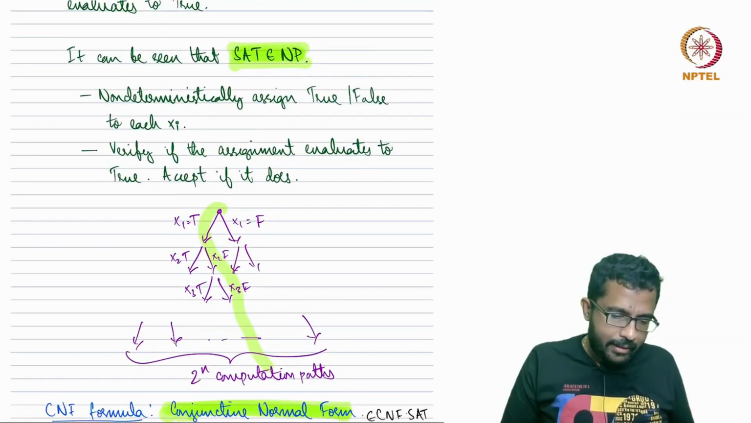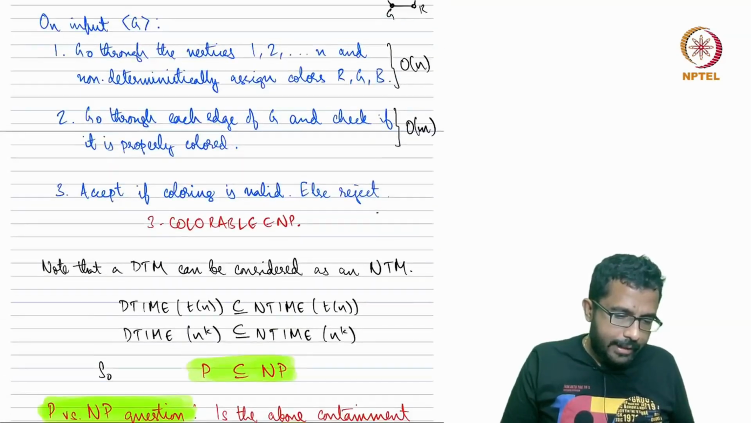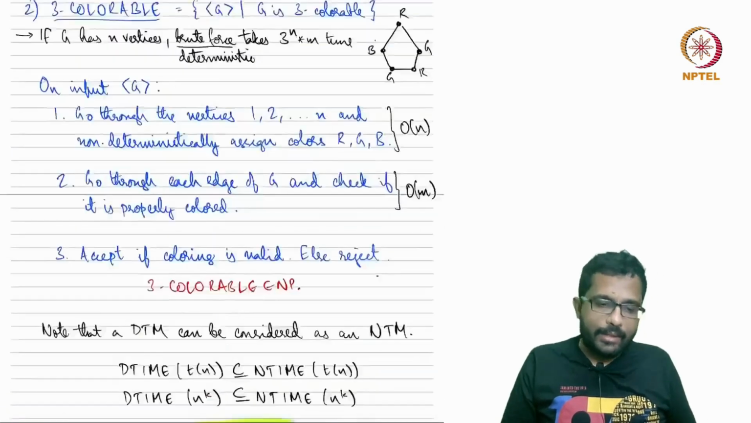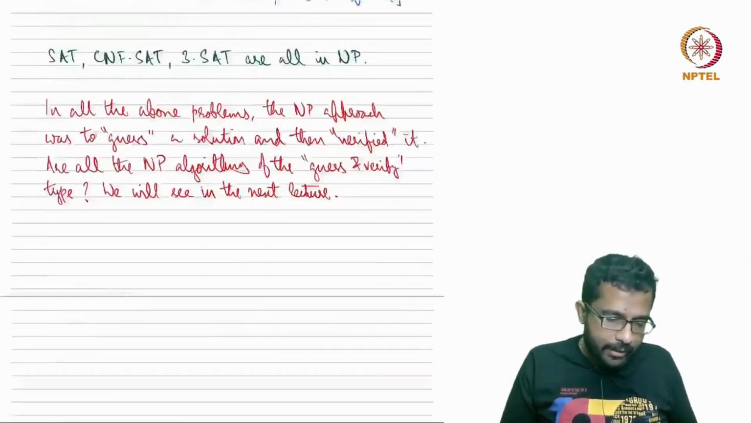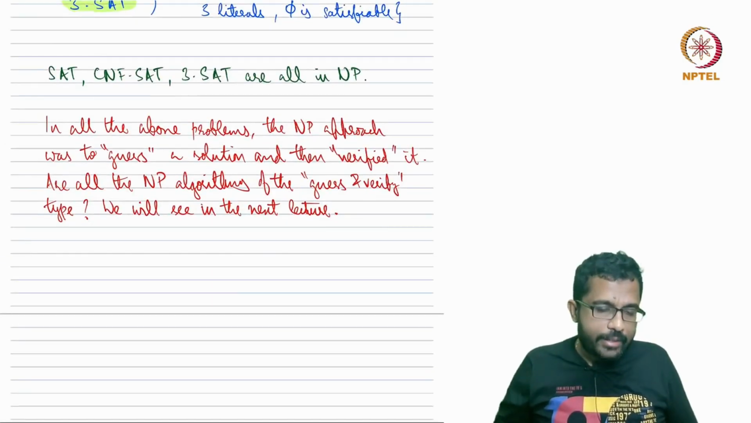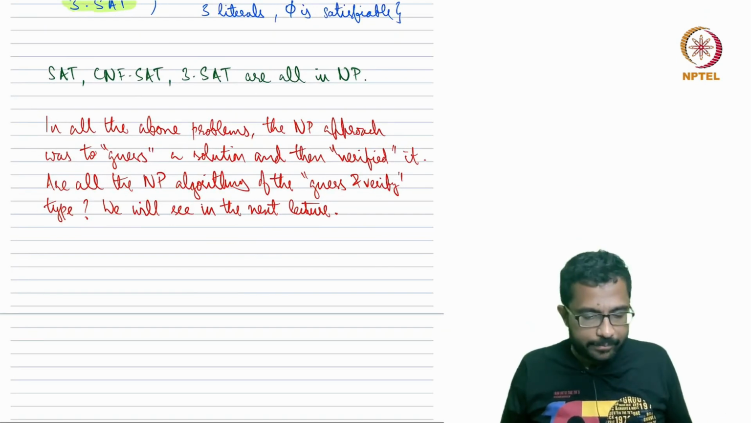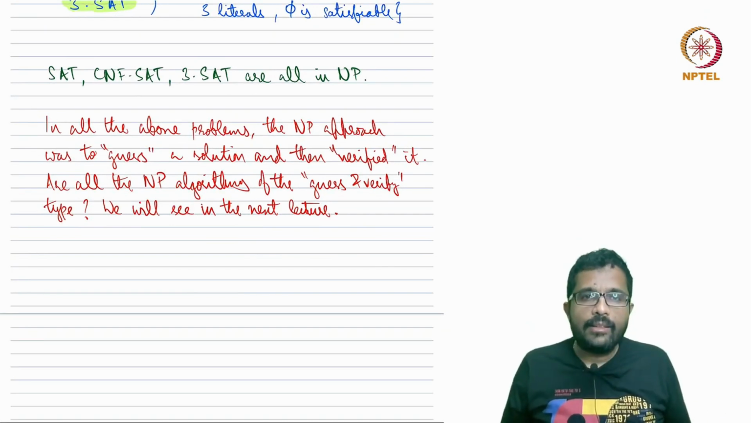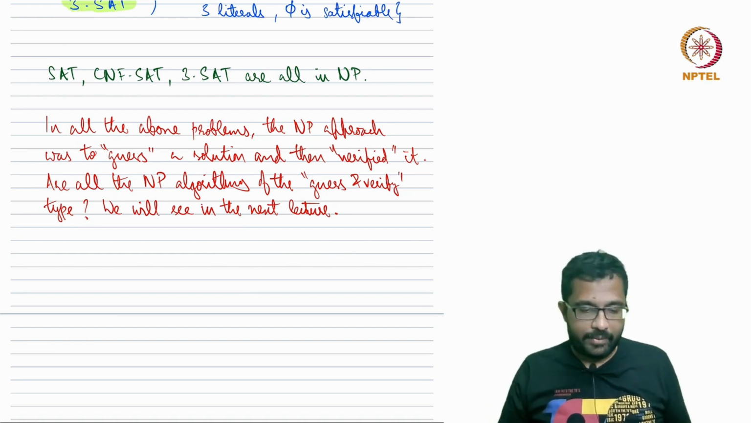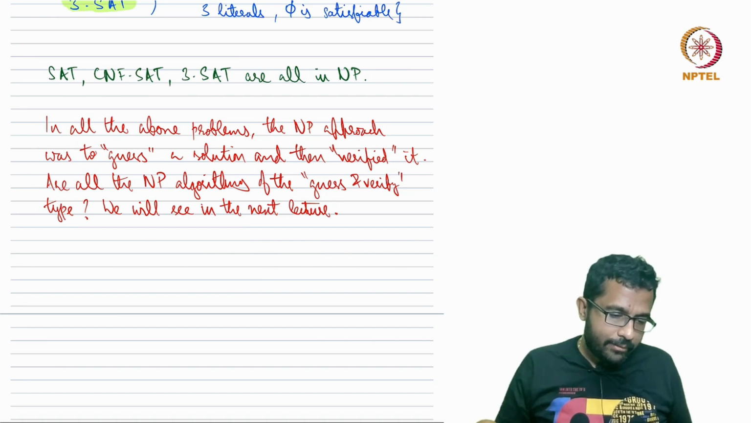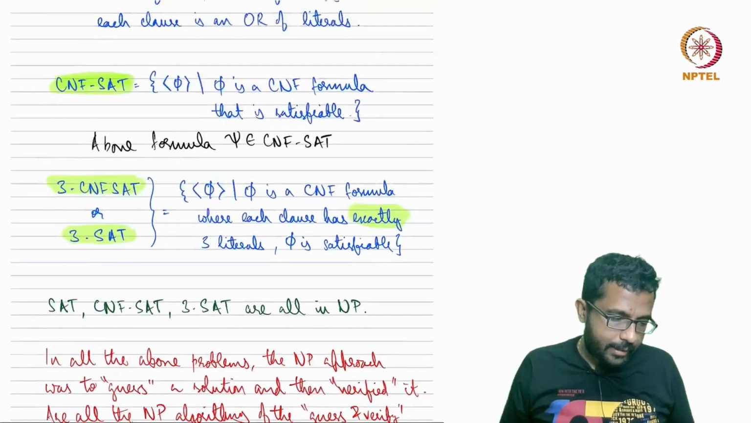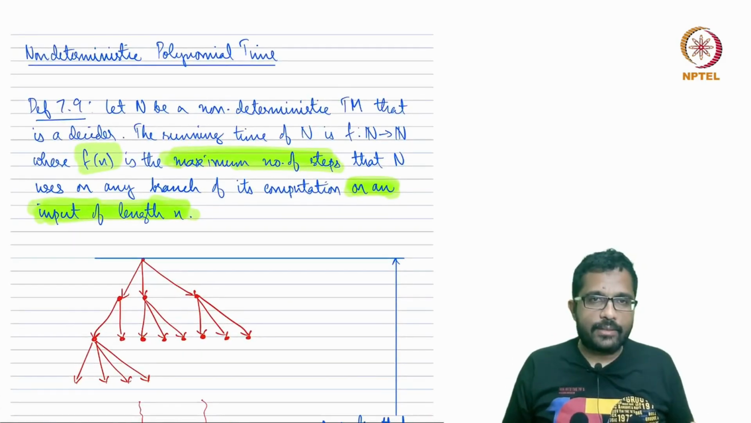In the case of three colorability, we guessed a three coloring and checked whether it is a proper coloring. Here we guessed a subset and checked whether the subset adds up to the sum. Here we are guessing an assignment and checking whether it is satisfying. So the question is, are all the NP algorithms of this type? The answer turns out that any NP algorithm can be converted into this type even if it is not of this type. But that we will see in the next lecture, and that concludes lecture number 46.